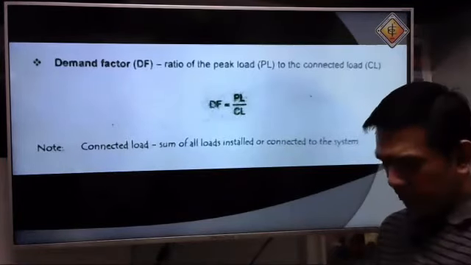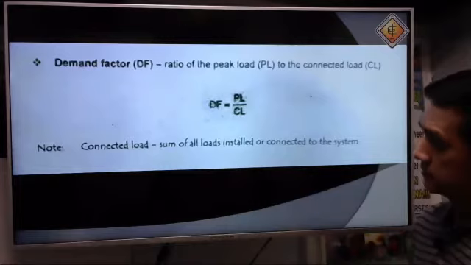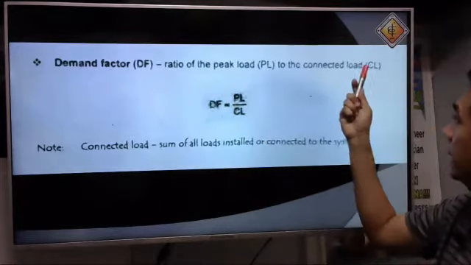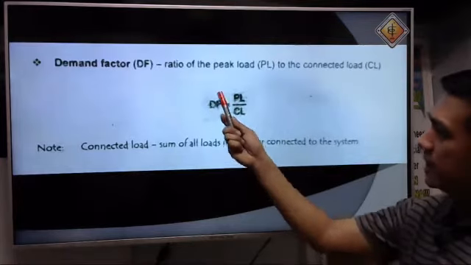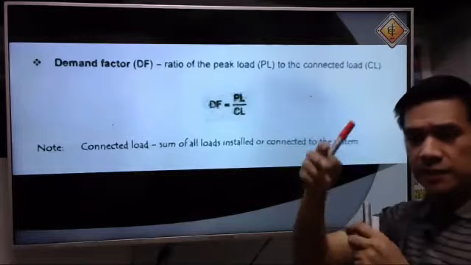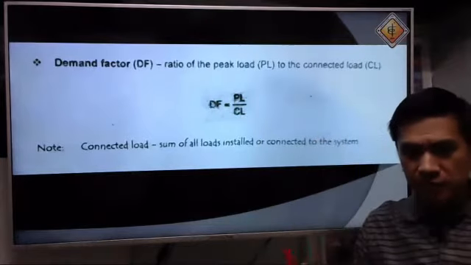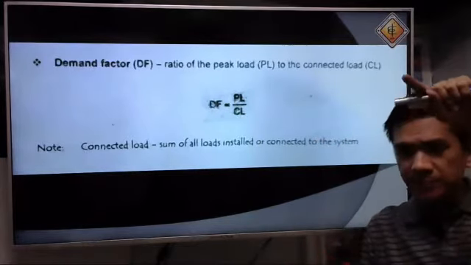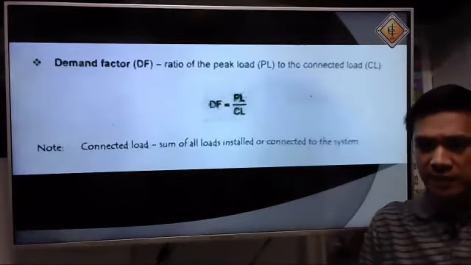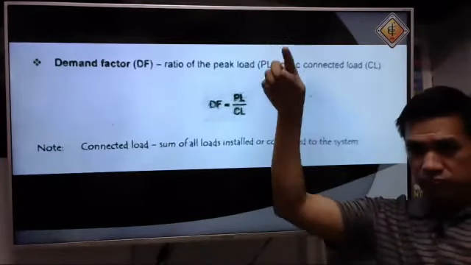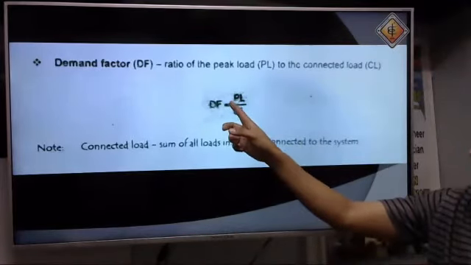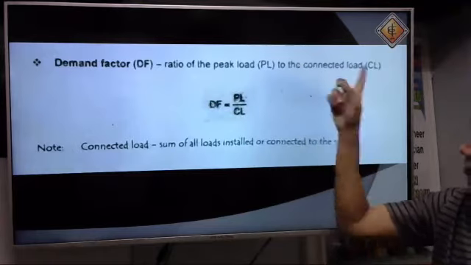What is demand factor? Demand factor is the ratio of the peak load to the connected load. Peak load means the maximum load. Let's say you have a load graph. There is a time that it has a peak load, when your consumption of energy, your electricity, is high. There is a peak load. Ratio of the peak load to the connected load.